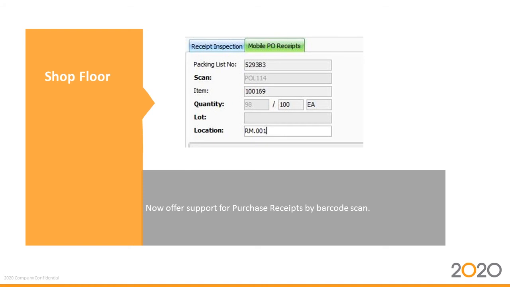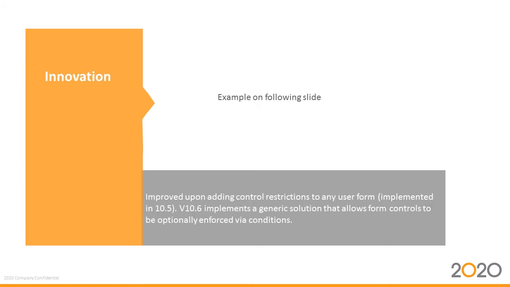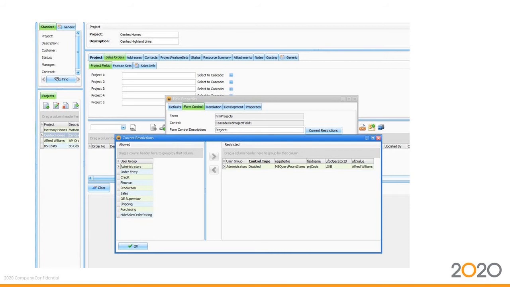In addition, in shop floor, we now offer support for purchase order receipts by barcode scan. And we have improved upon adding control restrictions to any user form, a generic solution that allows form control to be optionally enforced via conditions. So the image shows the sales orders and the project fields; you add form control via field properties, and then it shows setting the restrictions required by your business.